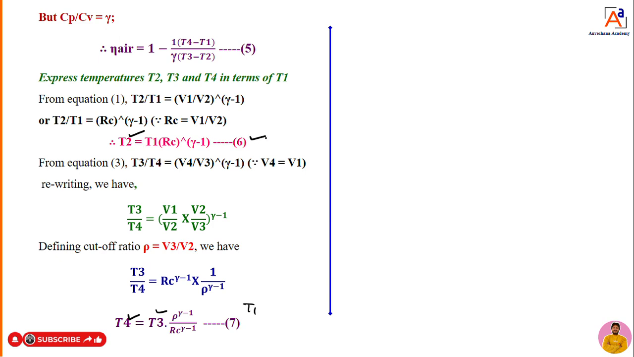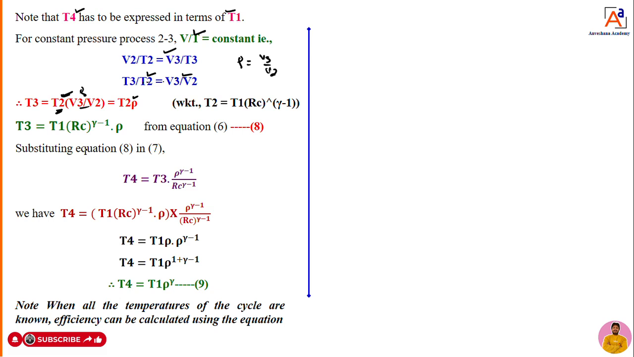In equation number 6, you can see T2 is equal to T1 rC to the power of gamma minus 1. So it is already in terms of T1. The same thing I am going to put here now. So T2 is equal to T1 rC to the power of gamma minus 1. Therefore T3 is equal to T1 rC to the power of gamma minus 1 into rho. That we can call equation number 8. T3 you calculated directly in terms of T1 itself.